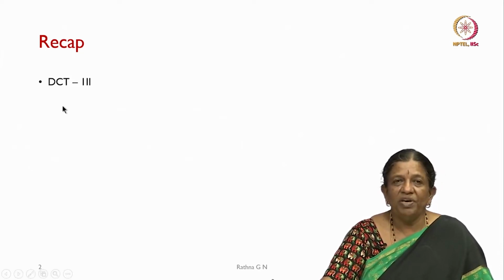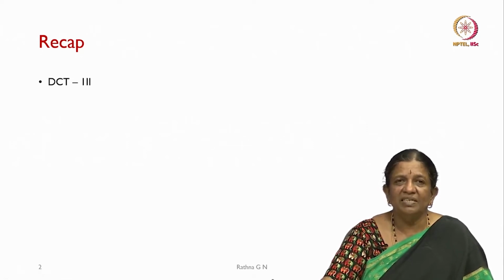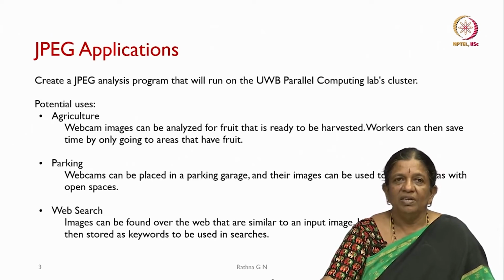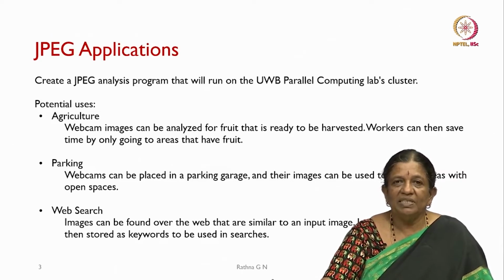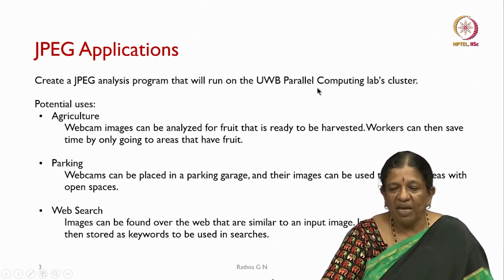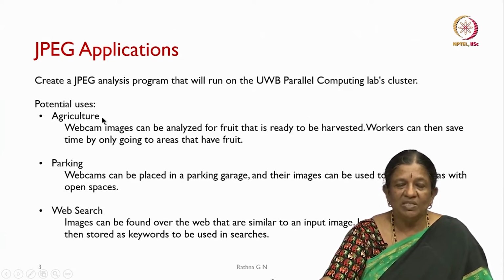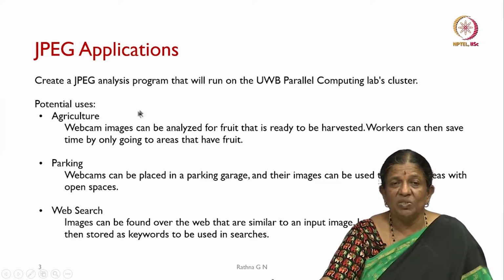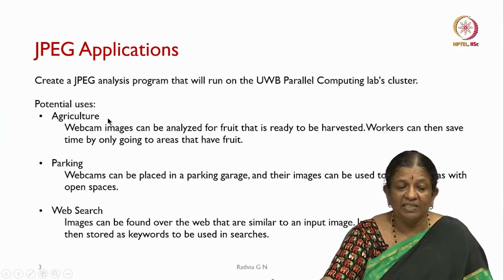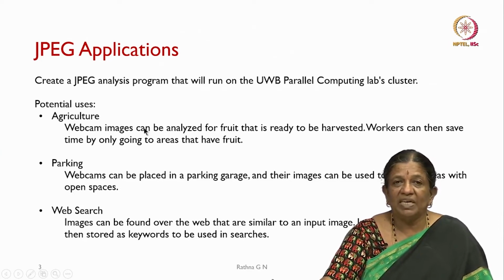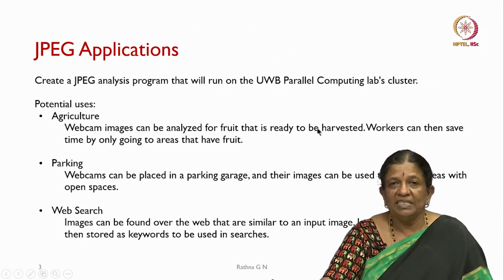So today we will see how we are going to consider the DCT implementation in hardware. One of the applications we said is in JPEG applications. That is in the analysis program that will be running on our UW parallel computing lab's cluster, and potential uses in this lab are in agriculture, that is webcam images can be analyzed for fruit that is ready to be harvested, and workers can then save time by only going to areas that have fruit.